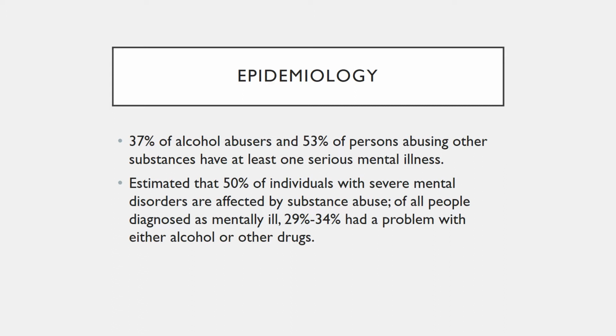So a little bit of statistics about how often and how much this is occurring. It's been estimated that 37% of alcohol abusers and 53% of persons abusing other substances have at least one serious mental illness. It's also estimated that about 50% of individuals with severe mental disorders are affected by substance abuse. And of all people diagnosed as mentally ill, about 29 to 34% had a problem with either alcohol or other drugs.